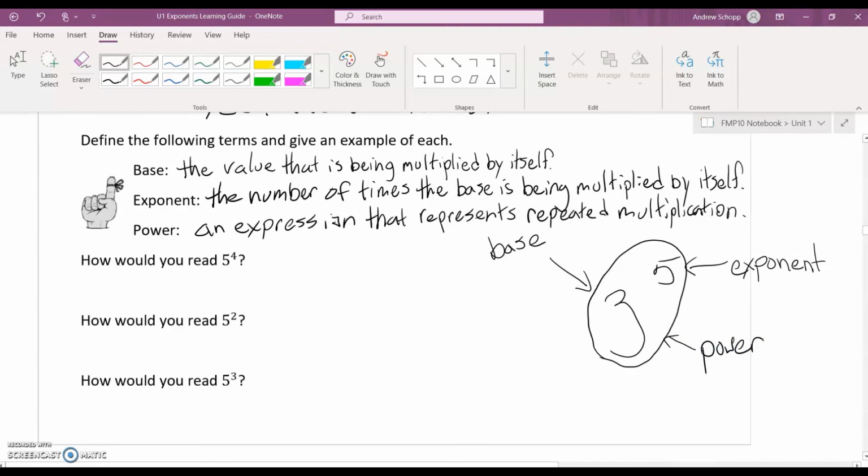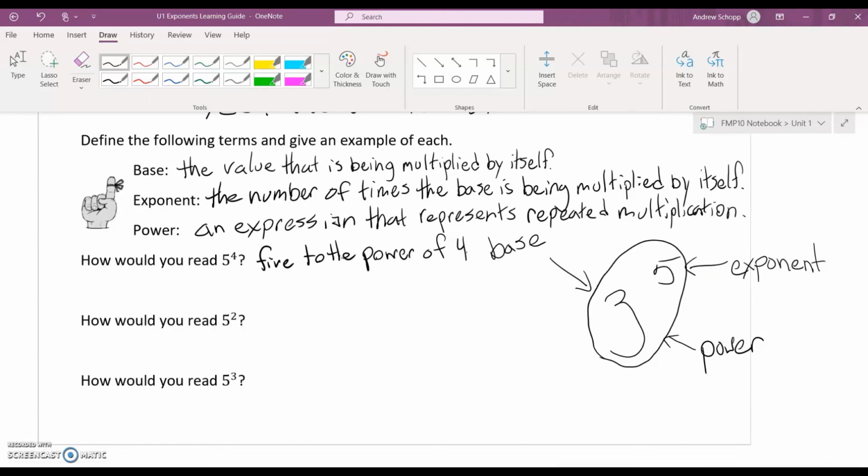Now the way that we read powers changes a little bit, but most of the time we would read something like this, where you have 5 with an exponent of 4. We would say this is 5 to the power of 4. You might hear it said as the 4th power of 5.